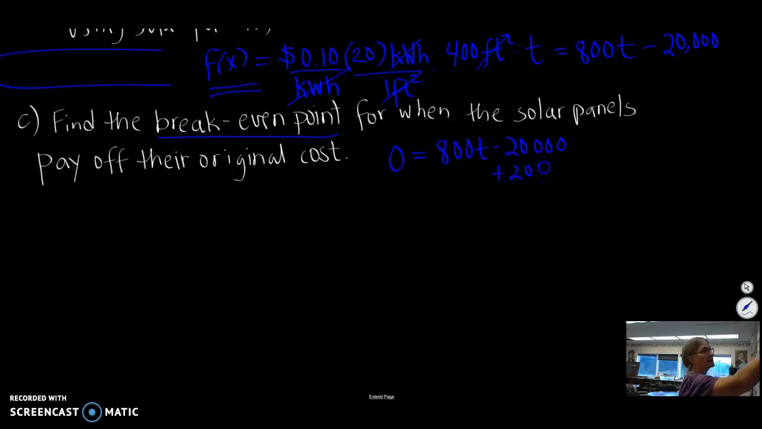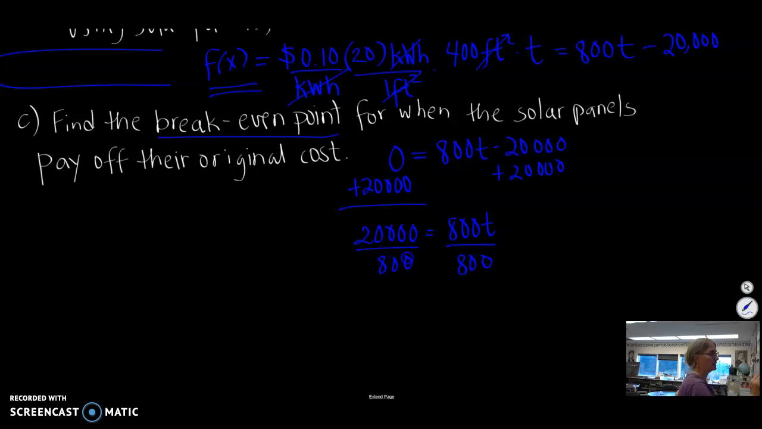So to solve this, we're going to add 20,000 to both sides, and I get 20,000 equals 800T, and then you're just going to divide by 800. Grab your calculator. 20,000 divided by 800 is 25. So that means it's going to take 25 years for you to pay off the initial cost of solar panels, because we're saving $800 a year, and doing something for the environment.